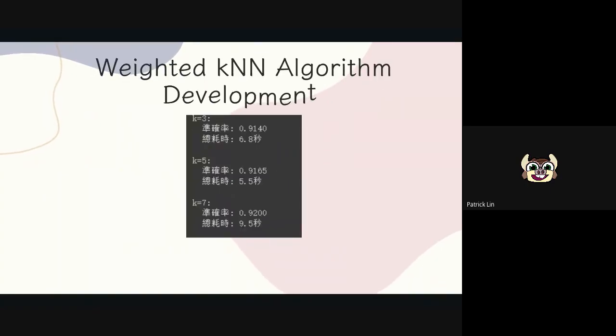This is the result of the KNN classifier, but I think the runtime is really weird compared to the last one. So I think there is something wrong. So maybe I need more time to check the code, but the accuracy is quite high. Okay, next page.